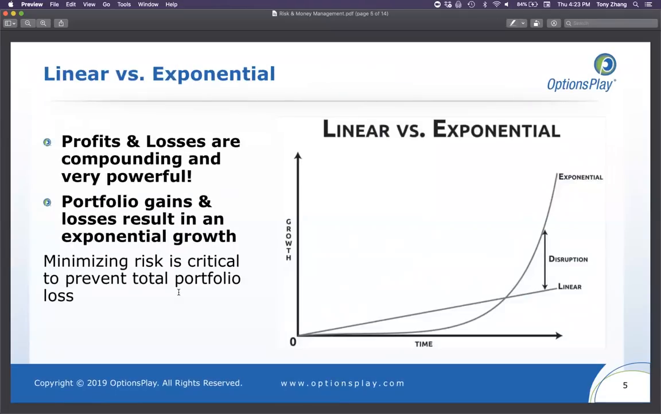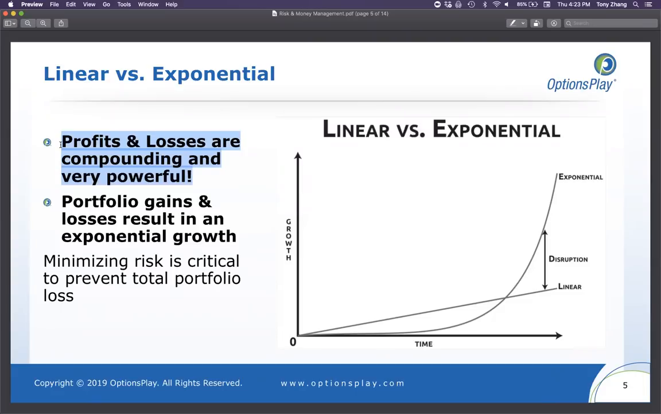So in order to do that, I first want to talk a little bit about the difference between linear versus exponential functions, because when we talk about portfolio gains and losses, they have a compounding effect, and that's very, very powerful. Any of you that have learned about how interest rates compound know that as long as you start as early as possible and let it compound for as long as possible, the growth is exponential, and it's a very powerful tool. However, this works both ways. Meaning if you have gains, they will exponentially compound in your favor. However, when you have losses, they will also exponentially compound against you.